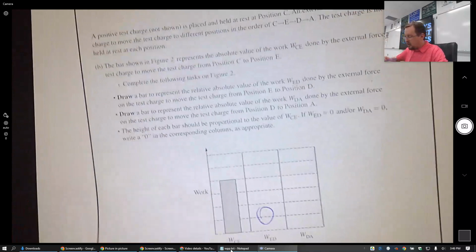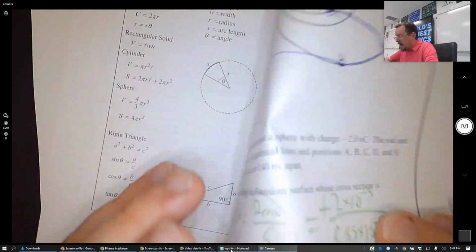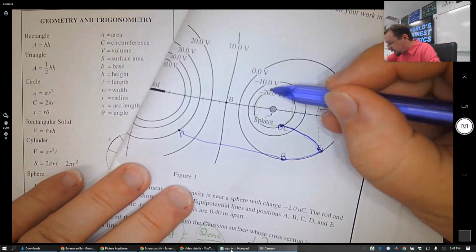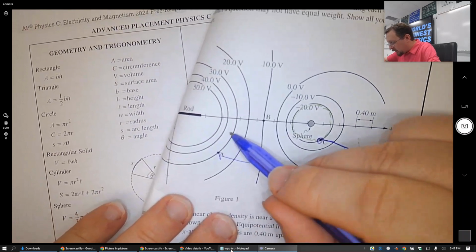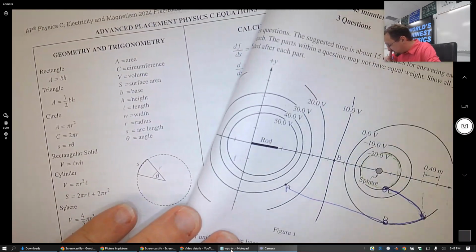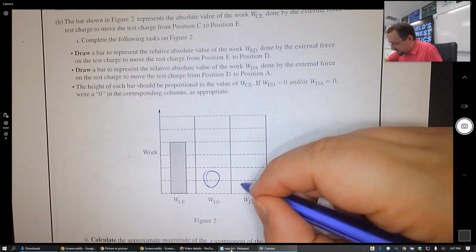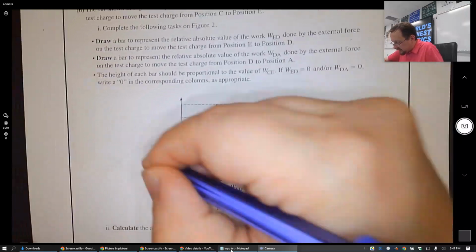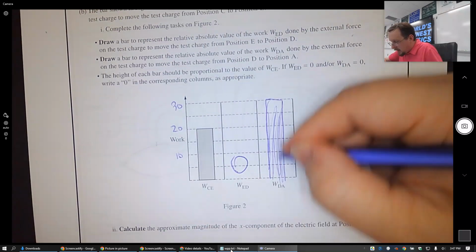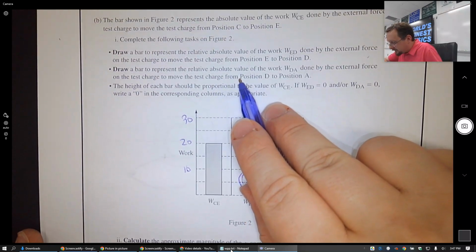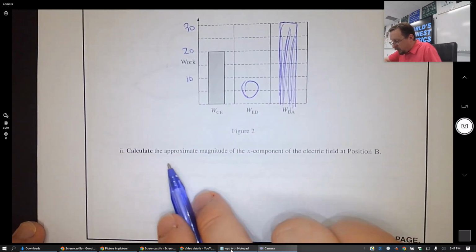Why is this work 0? Because you moved from the same voltage to the same voltage. Now, let's look here. We're going from negative 20 to 0, and then 0 to, is that positive 30? Yeah, okay. So then this is going to look like this, because this is basically 10, 20, 30. Draw a bar to represent the relative absolute value of work done by the external force. Calculate. Oh, okay. Well, then that's fine.